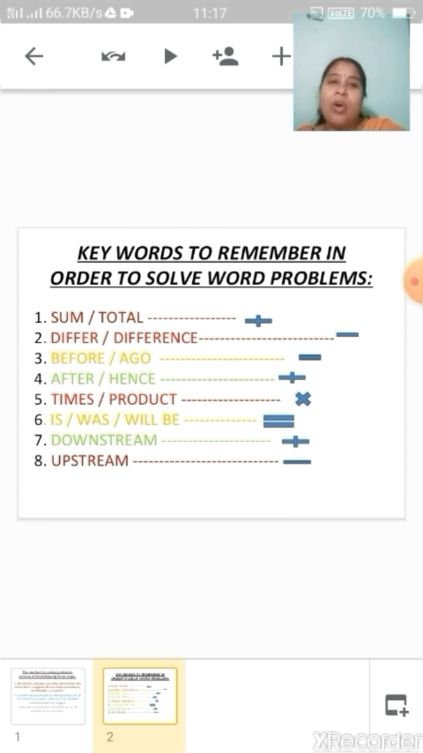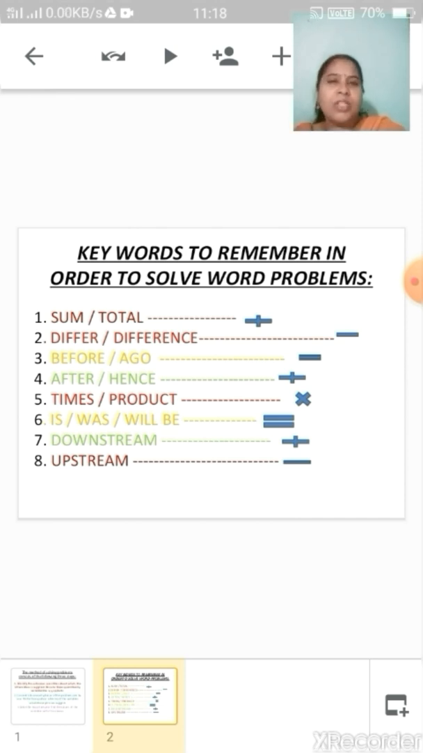Next is after or hence. Now after means, suppose I have a sentence like 3 years after the value of the car will be, or 4 years hence his age will be. Such things I have to add. Then times or product, I hope you know that it is multiplication. Then if words like is, was, will be are used, it means that it is equated to something. For example, 5 years hence his age will be. It means after 5 years, what you have to equate, that value will be given there. So it is equal to.